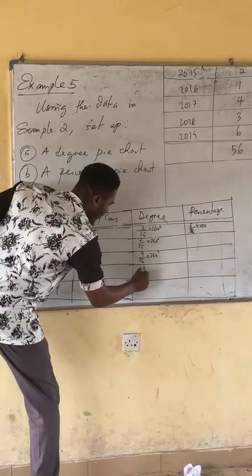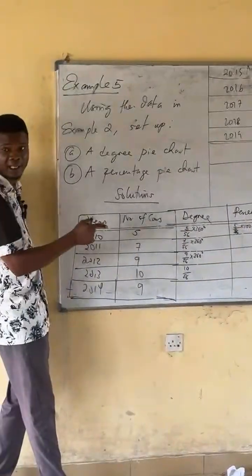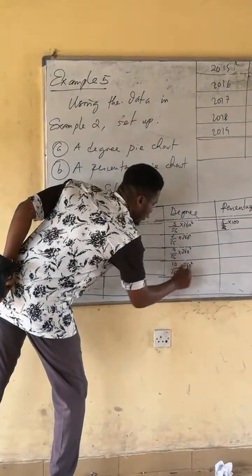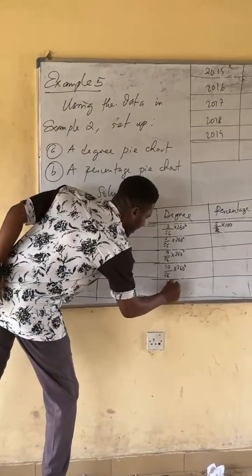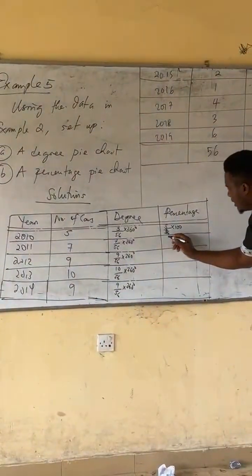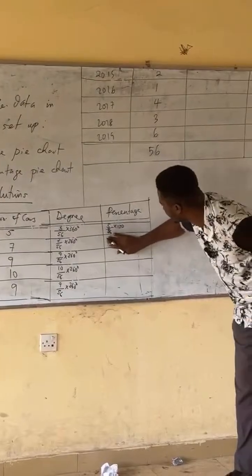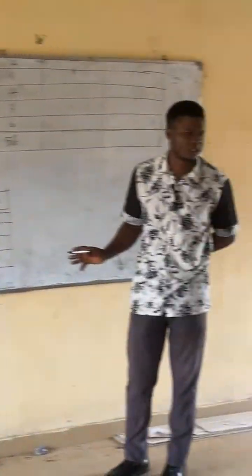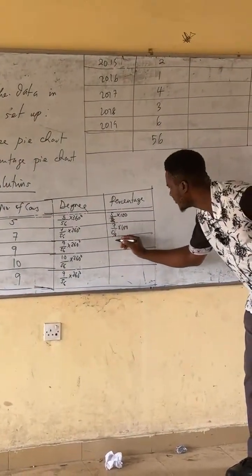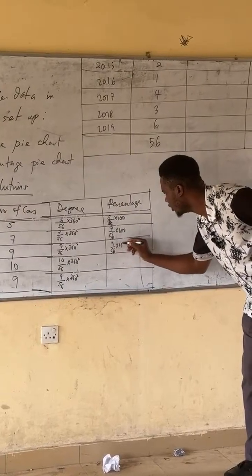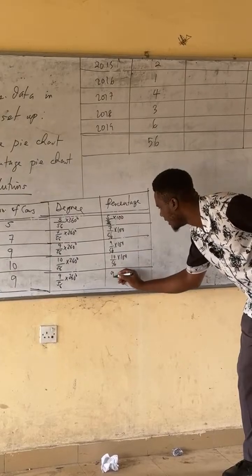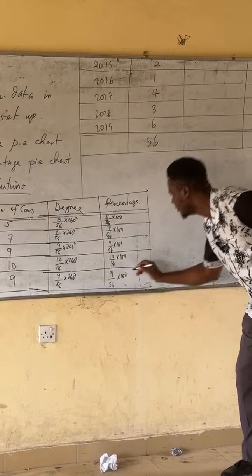This will be 10 over 56. That is, each of them over the total times 360 will give you the corresponding angle. So this will be 9 over 56 times 360 degrees. Then come over here and put them in percentages. This will be 7, right? I hope you follow what I'm saying. So this will be 7 over 56 times 100. 9 over 56 times 100. 10 over 56 times 100. This is 9 over 56 times 100.